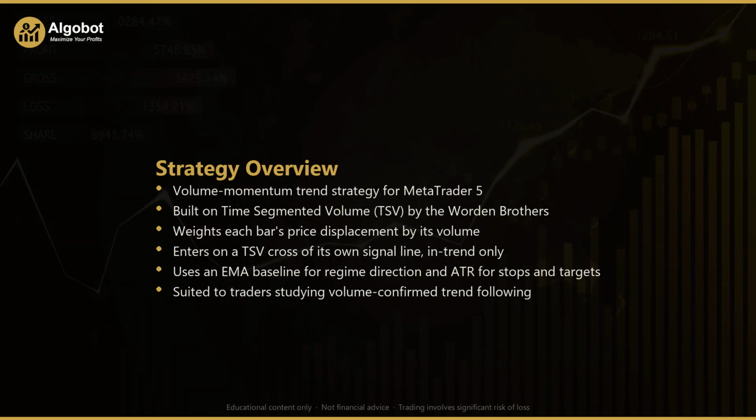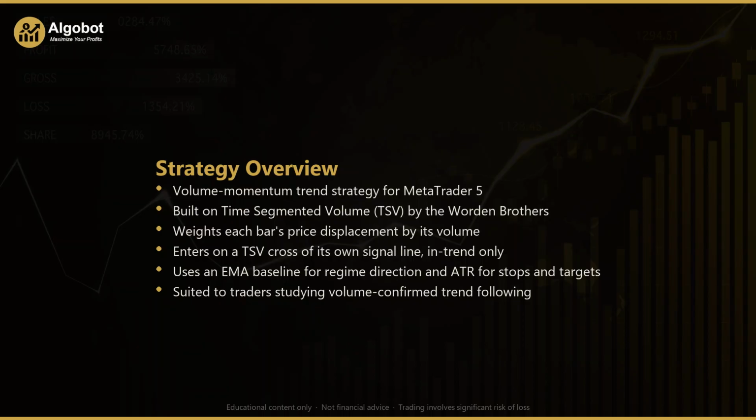The idea is that TSV rises fastest when strong price moves are genuinely backed by participation. That footprint is what many traders describe as accumulation, and its mirror image is distribution. On top of the TSV line, the strategy calculates an exponential moving average of TSV itself, which acts as a signal line. The tradable event is the momentum shift, the moment TSV crosses through that signal line, showing that flow is accelerating past its recent average.